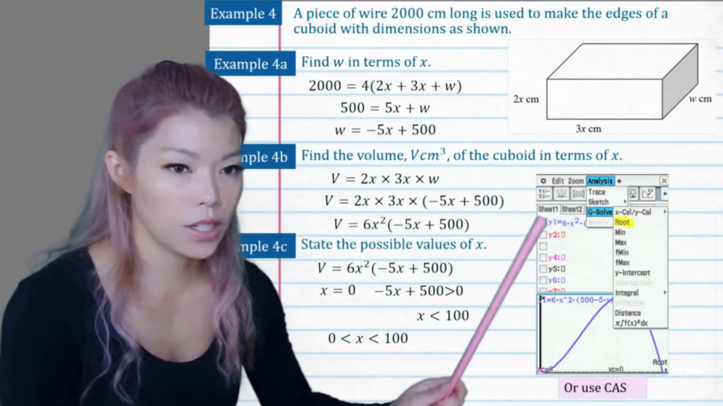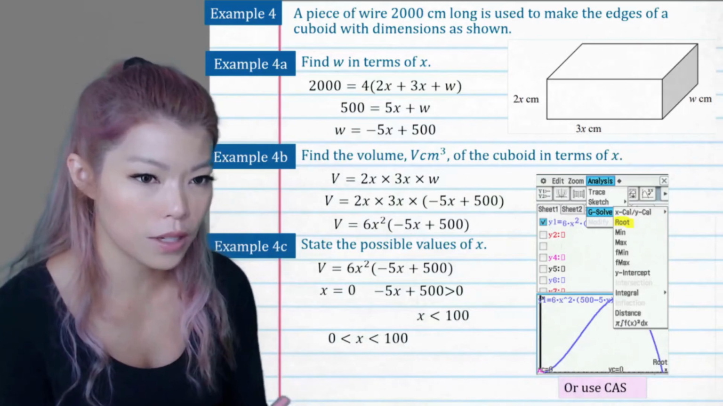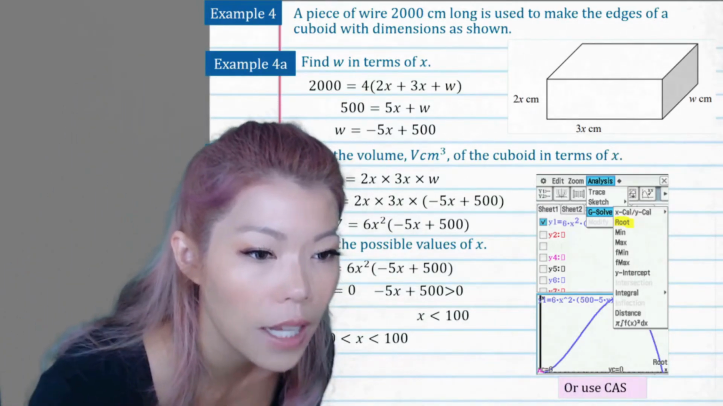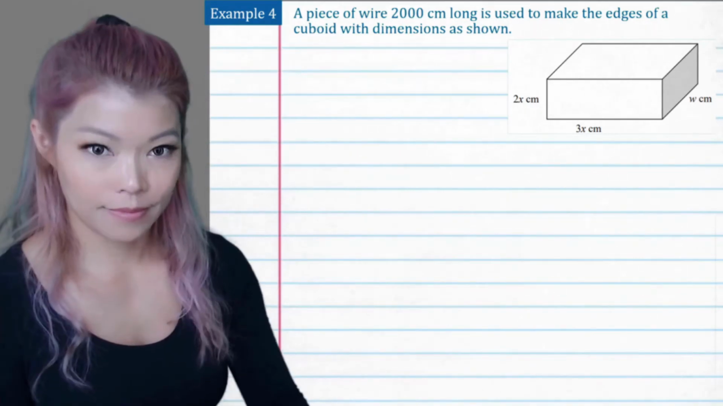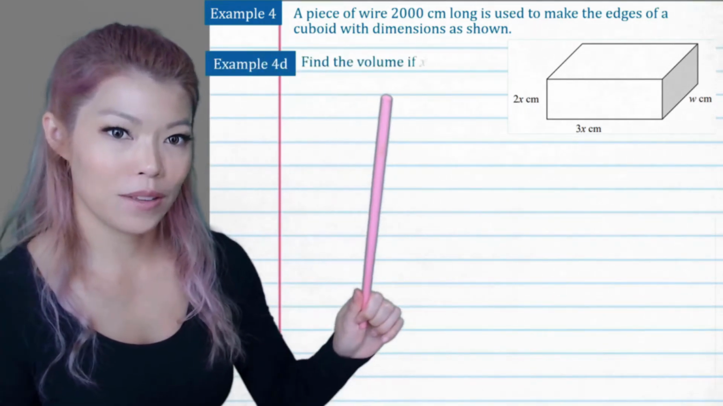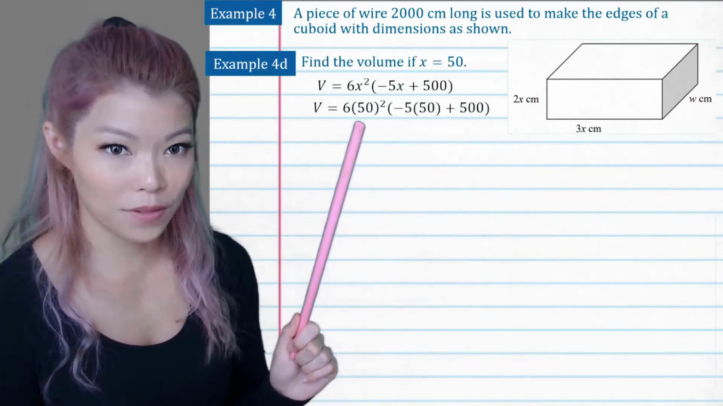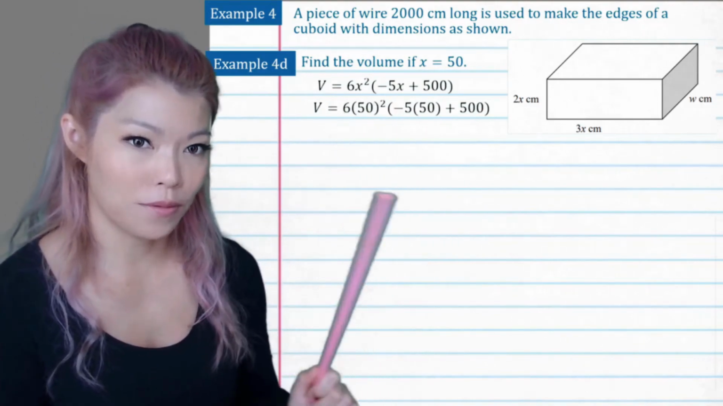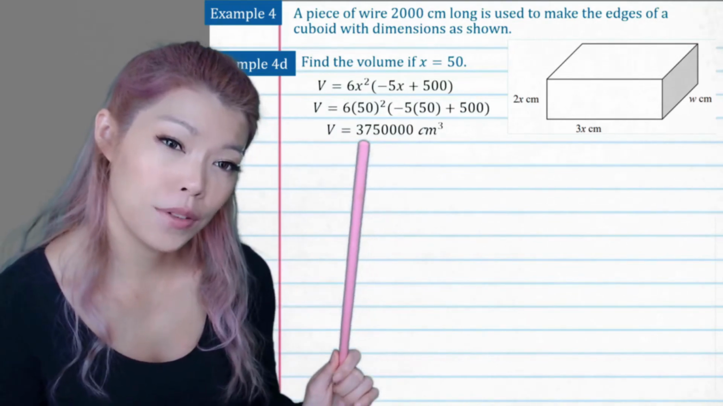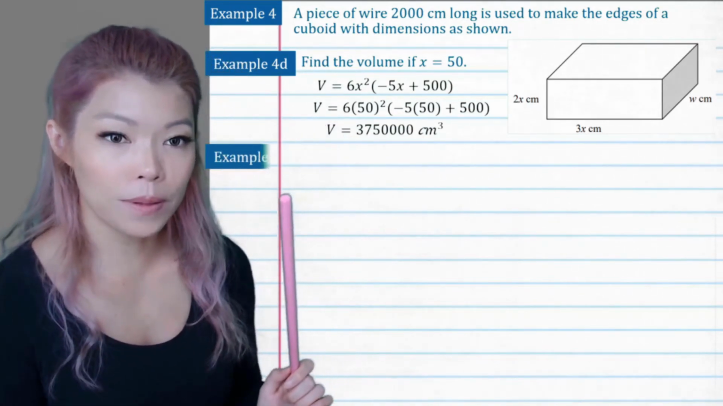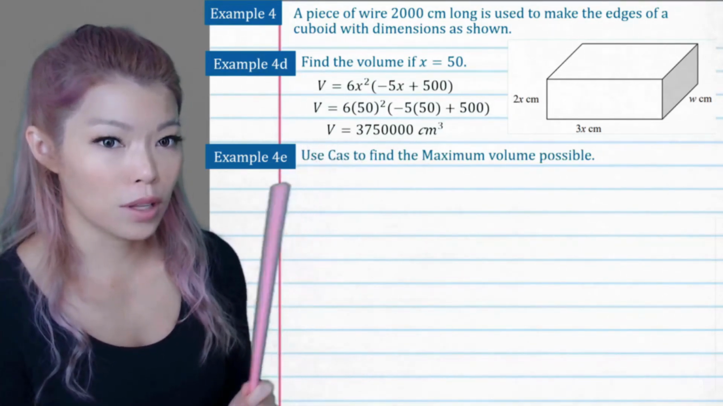So we can put that in G-solve and look for the root with our CAS as well. We can do that. And that would give us the x-intercepts. For D, find the volume if X is 50. So all you have to do is bring up the formula from before and put X is 50. So you've done this a lot with quadratics and whatnot. And you would get 3,750,000 centimeters cubed.